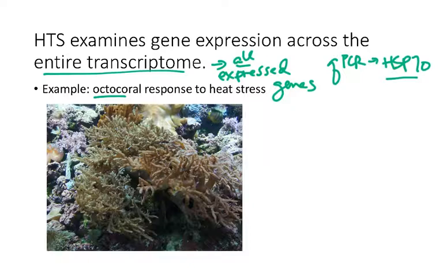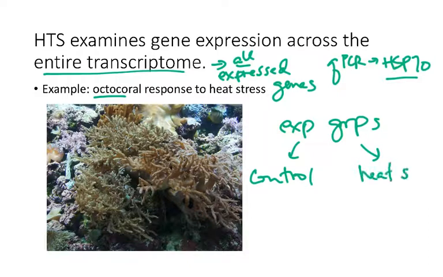So what we can do with this high throughput sequencing approach is we have two different experimental groups, control and heat stress. And high throughput sequencing can tell us under these conditions of heat stress, overall what every single gene is doing in that organism. So not only what HSP70 is doing, but what all the other expressed genes are doing as well. So it gives us a much more complete picture of how that organism, in this case that octocoral, is responding to heat stress. So we're looking at all expressed genes.